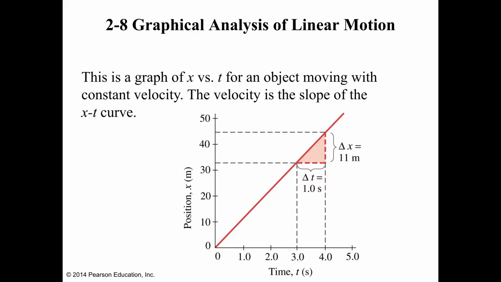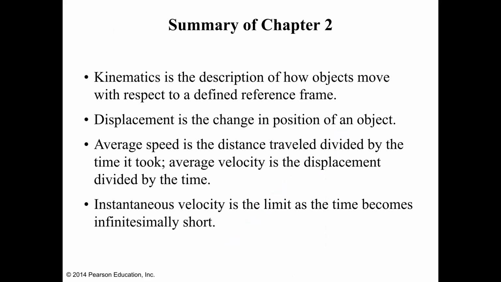Okay? So linear motion, one of the reasons we call it linear motion, if an object is moving at a constant velocity and we graph the position versus time, it'll make a straight line. So the velocity then is the slope of the position versus time, okay? Kinematics is a description of how objects move with respect to their defined frame of reference. Displacement is a change in position of an object. The average speed is the distance traveled divided by the time it took. Average velocity is displacement divided by the time. Instantaneous velocity is the limit as the time becomes infinitesimally small.